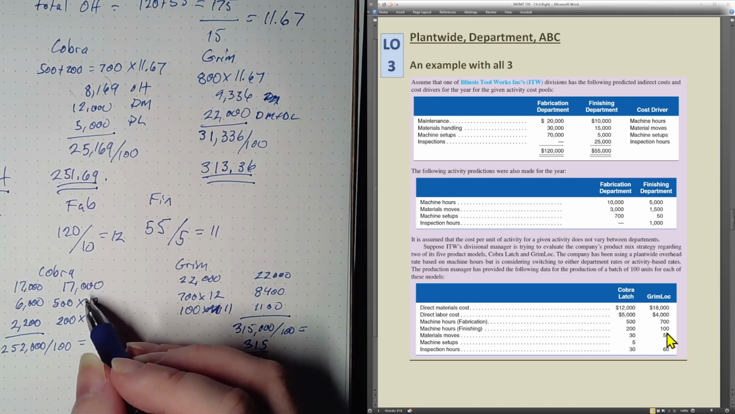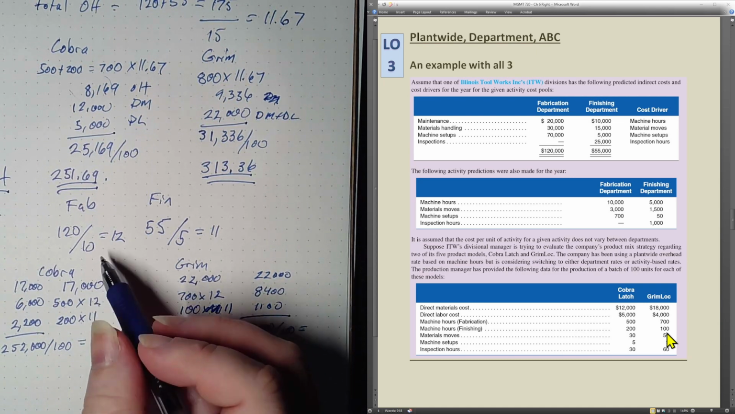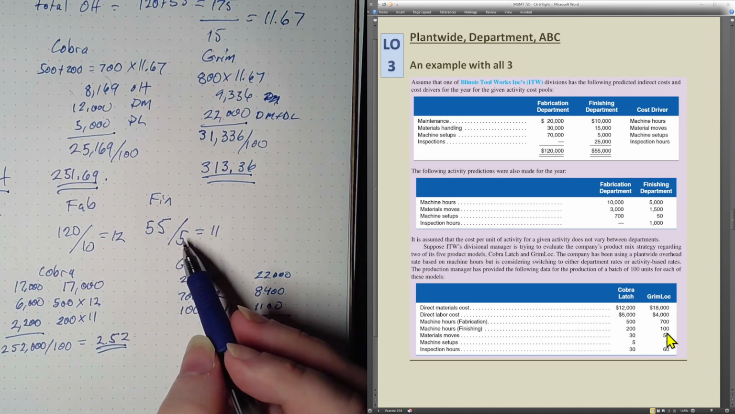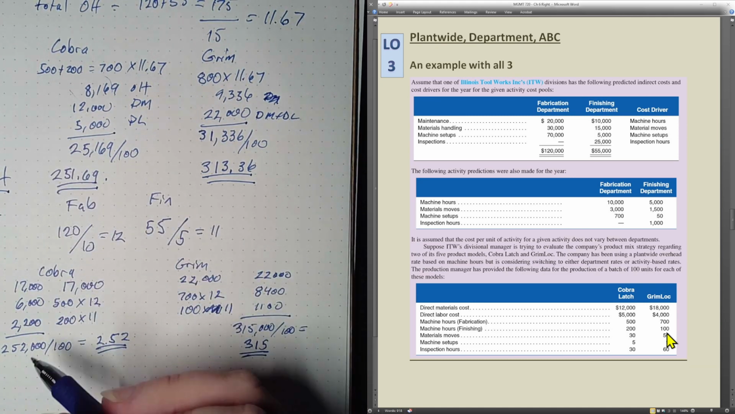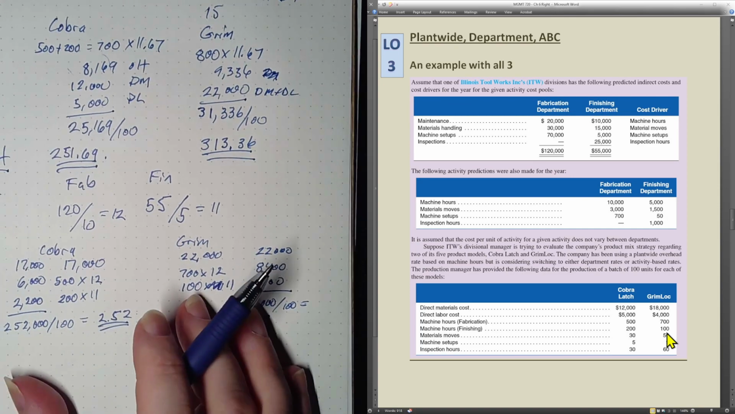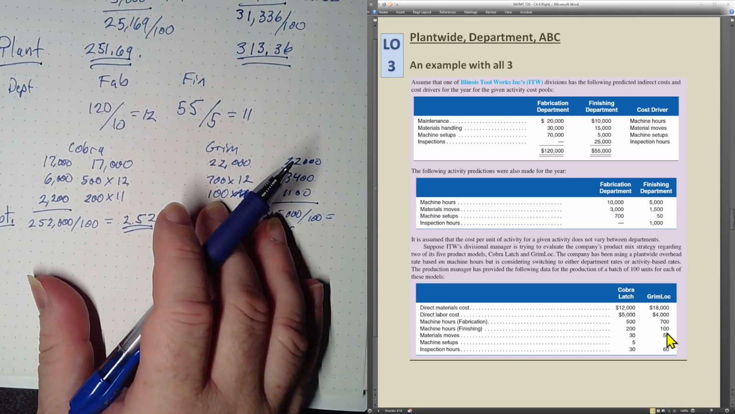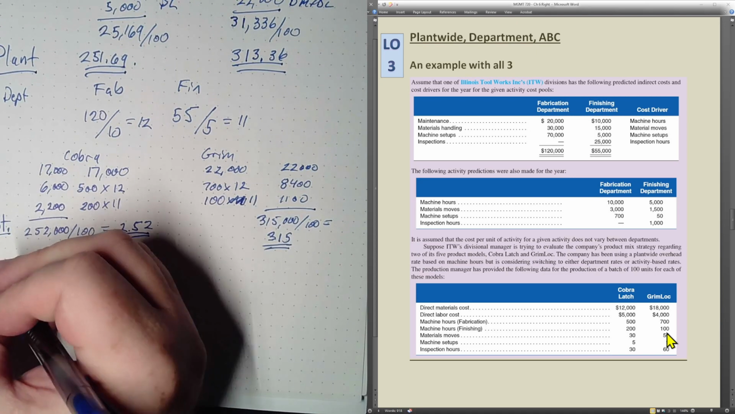Because of the fabrication machine hour rate and the finishing machine hour rate, it ends up that the difference between the plant and the department is not that big. Well, let's go ahead and finish off and take a look at what is going to be our activity-based costing rate.